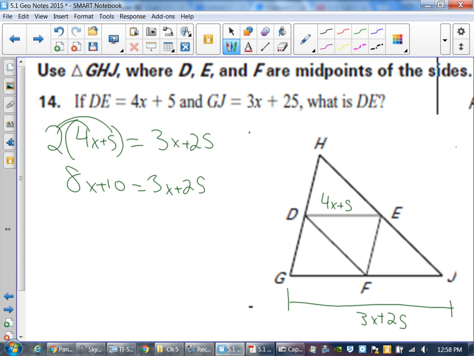Subtract 3x from both sides, subtract 10 from both sides. Are we okay with that? Move the 3x, move the 10. And what's x? 3.